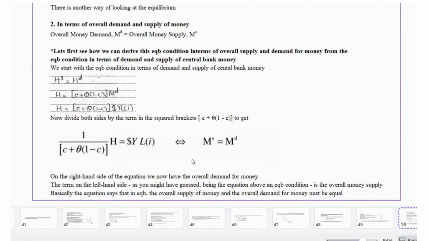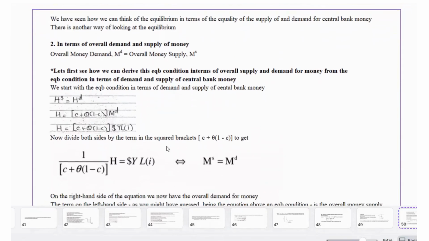So basically, this equation says that in equilibrium, the overall supply of money MS, which is 1 divided by [C + θ(1 − C)] times H, where H is supply of central bank money. We'll look in detail at what this term 1 divided by [C + θ(1 − C)] is. And we know $Y times L(i) here is MD.